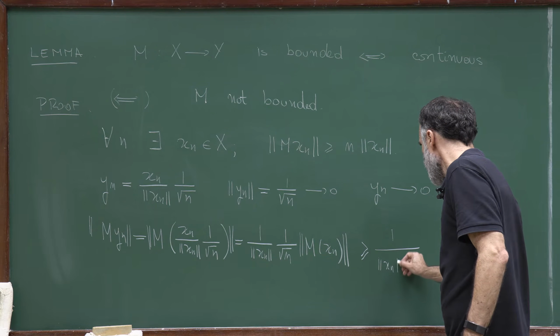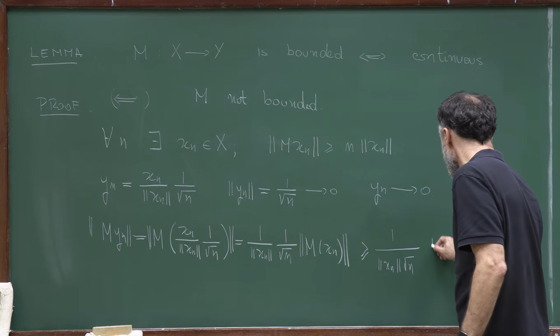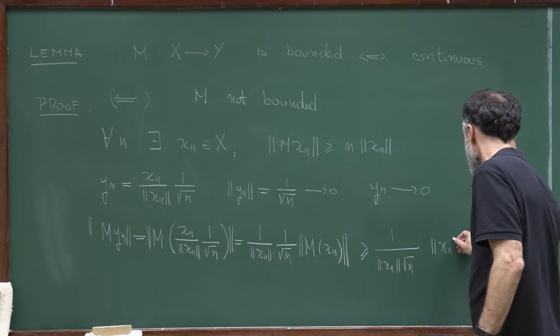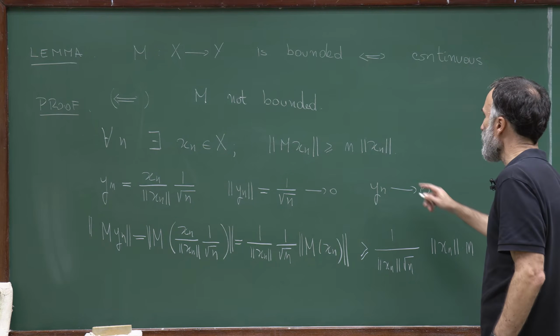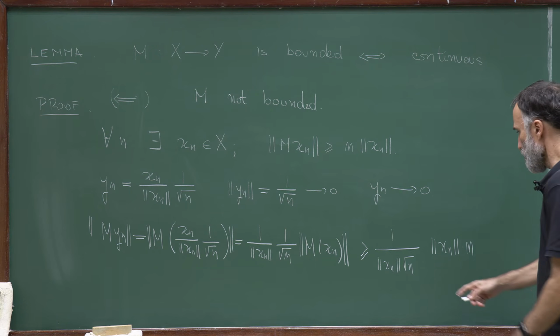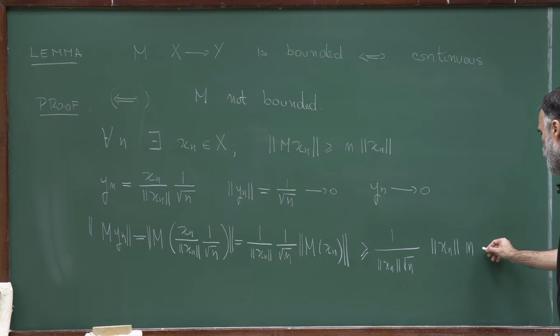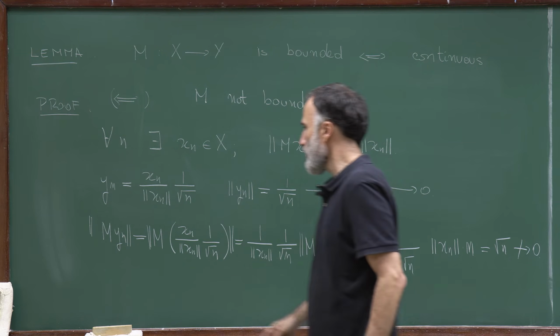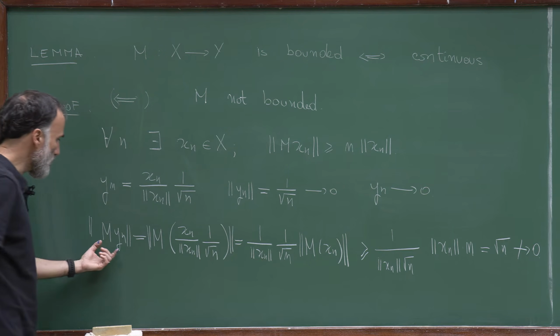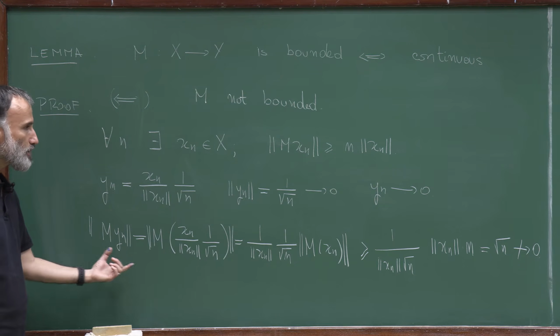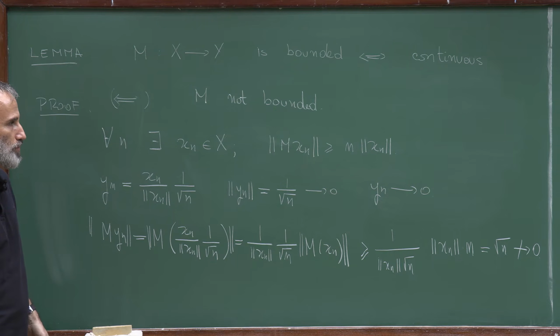norm of xn square root of n xn times n. So you see that the norm of xn cancel, square root cancel with n, and this is equal to square root of n, which does not go to 0. So it's not true that M of yn converge to 0 because its norm does not converge to 0.